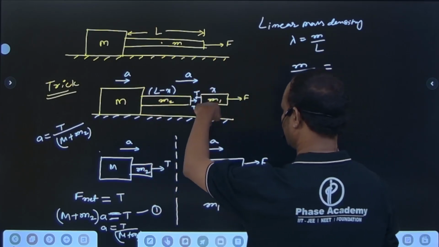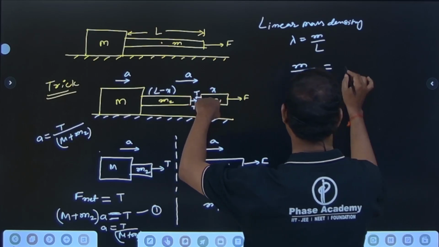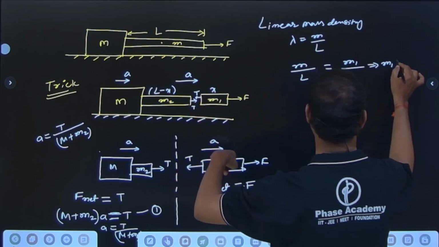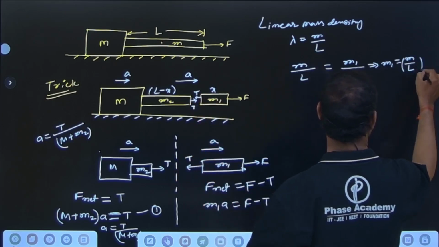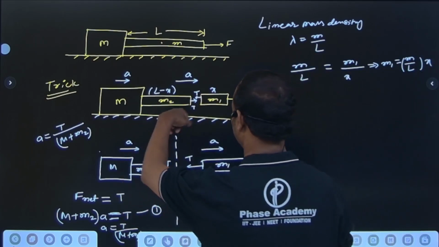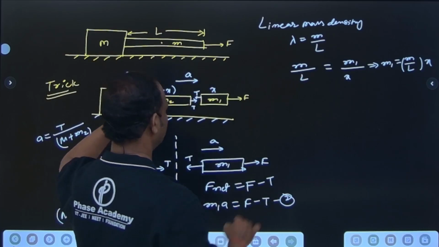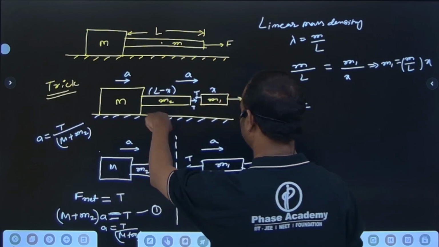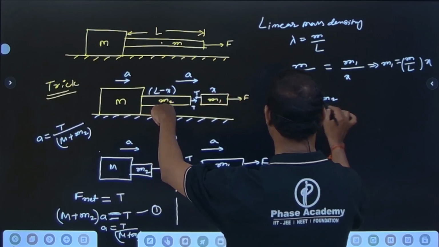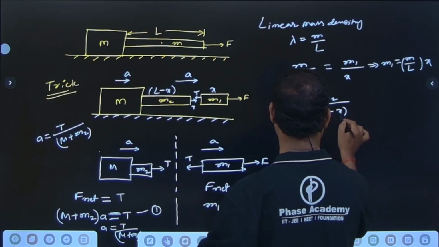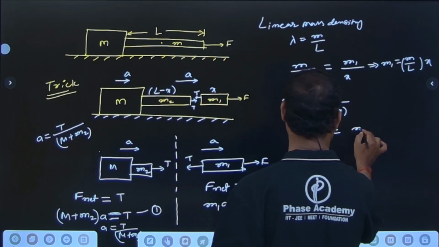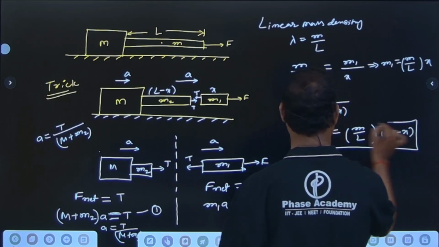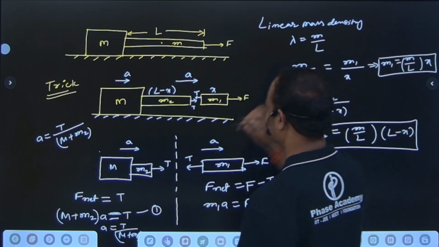The mass we want to find is M1, with length X. M1 is equal to M by L into X. For M2, the total mass is M by L, and the length for this portion is L minus X. M2 is equal to M by L into L minus X. So we can calculate M1 and M2.